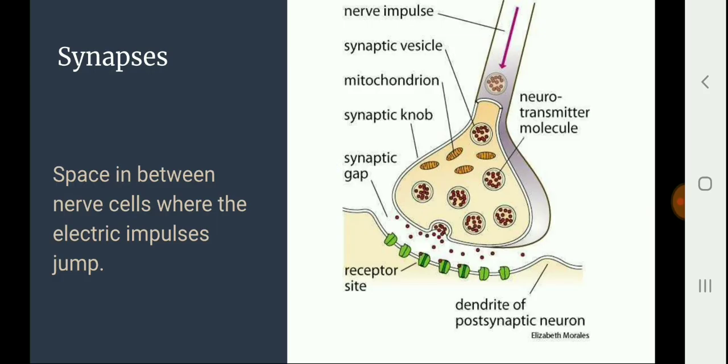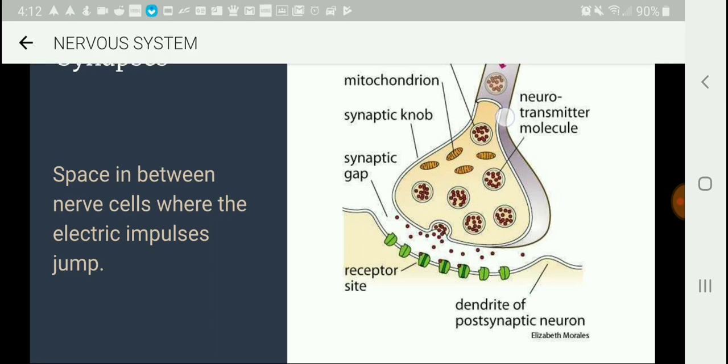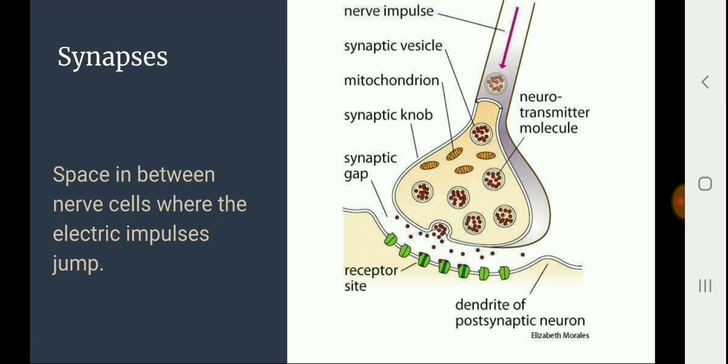So one of the ways that the nervous system is able to function so quickly is that there are milliseconds of time, almost imperceptible, between when you decide to do something and your body does it. One of the ways it does that is with these synapses. It's a space in between nerve cells where the electric impulses jump. So the comparison here is like a Van de Graaff generator. If you remember our static electricity maker that we had at the beginning of the 9 weeks, if you stuck your finger close to it, you would get a little electric shock.